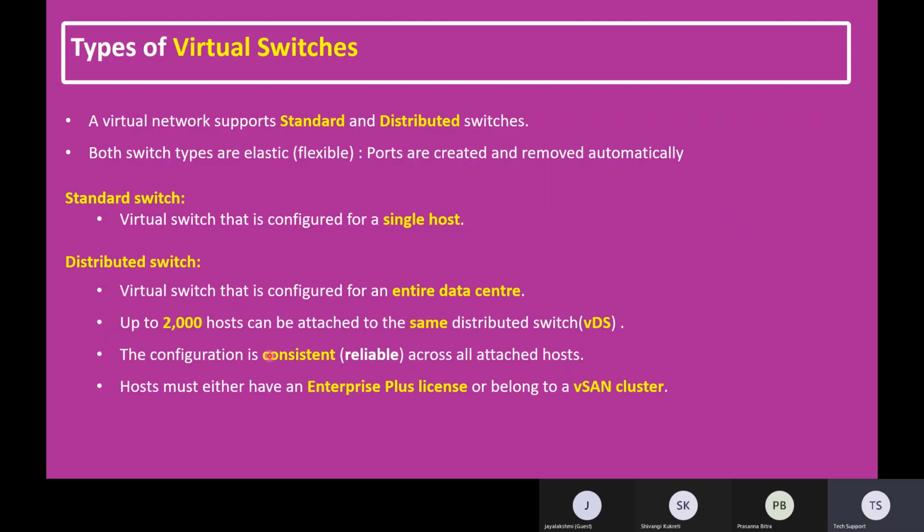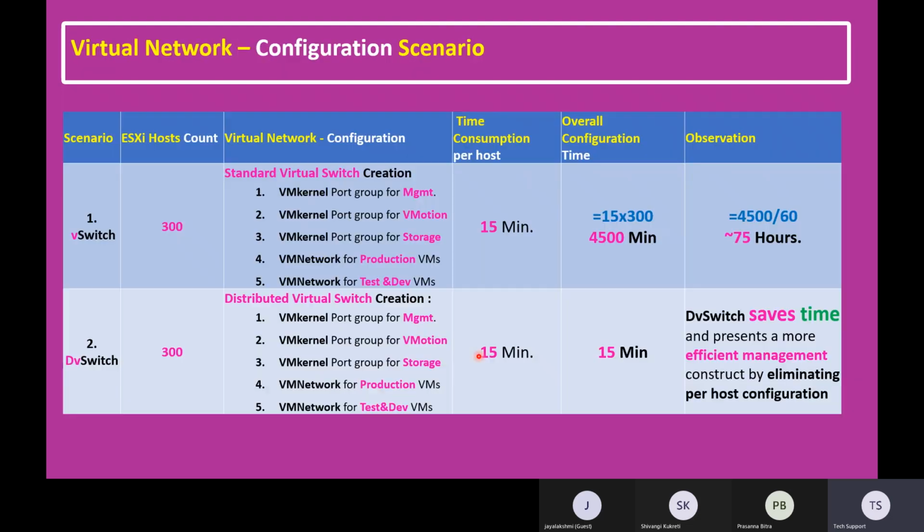The configuration is consistent across all attached hosts. Whatever configuration we configure, the same network is applicable for all your 300 ESXi hosts. That means we need not create the vSwitch and port group configuration 300 times. We can configure it just one time, with 15 minutes spent, and the overall configuration we can finish in less than 15 minutes. The benefit of the DV switch is that it saves time and presents a more efficient management construct by eliminating per host configuration. So this is the main use case for why we go for a distributed virtual switch.